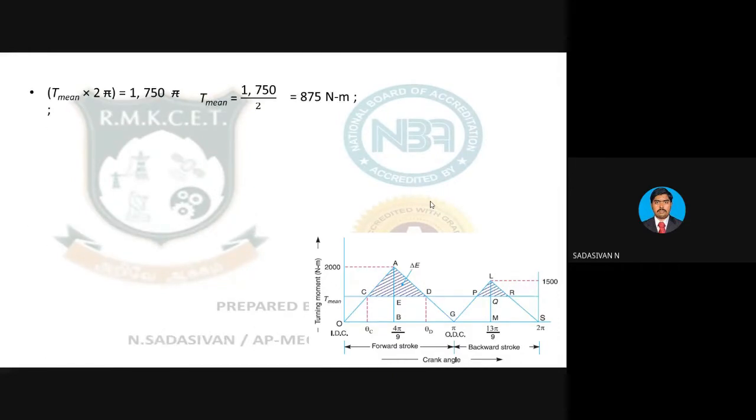So which is 875 Newton meter. So the mean torque I have found out. The height of this mean torque is 875. Okay. Right. So maximum fluctuation of energy equals the area of the triangle ACD, the small triangle, the largest of the shaded triangles. If you find out the area of this triangle, then you can find out the delta E.